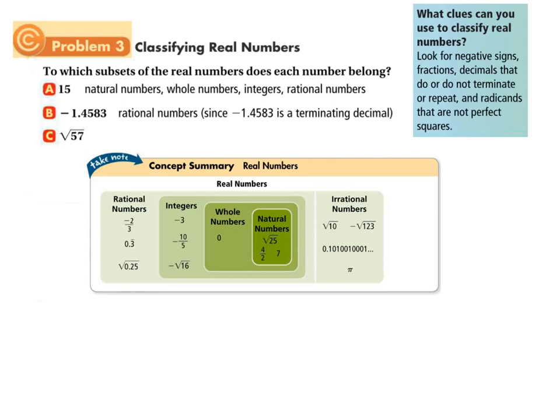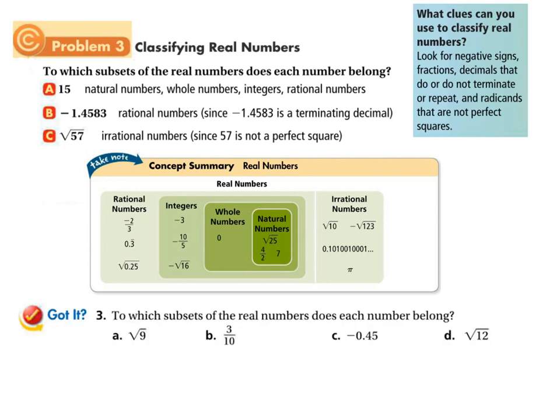And finally, we have this square root of 57. Now, what are the perfect squares on either side of it? Square root of 49 is 7. Square root of 64 is 8. So it's between 7 and 8, but it's not a perfect square. And anytime you're square rooting a number that's not a perfect square, that doesn't work out to be an integer, it is going to be irrational. So this number is irrational. Got it? If you do got it, let's see if you can do the got it problems. Categorize these as well.